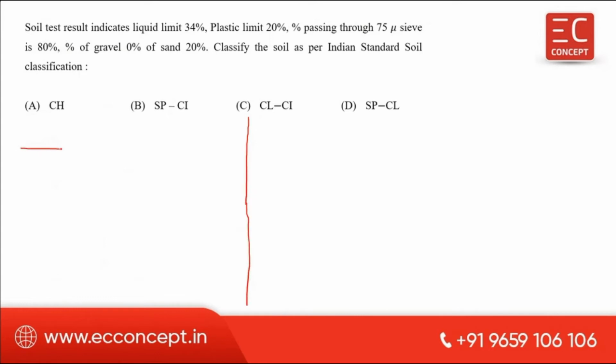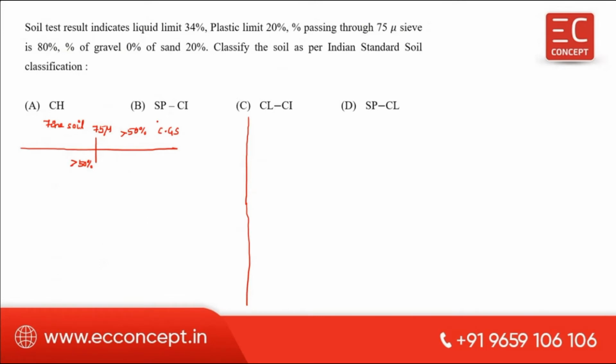Okay, this is the line, this is a bifurcation point. If more than 50 percentage of particles pass through the 75 micron sieve, then we can say this is a fine grain soil. If more than 50% of particles are retained on the 75 micron sieve, then we can say coarse grain soil. Here more than 50% of particles are passing. So this is 80%. Therefore, this is the fine grain soil.